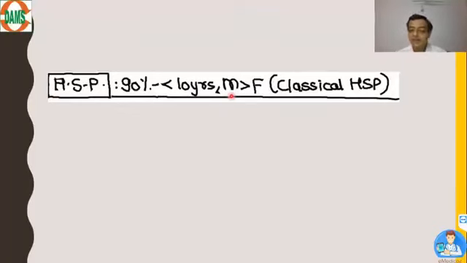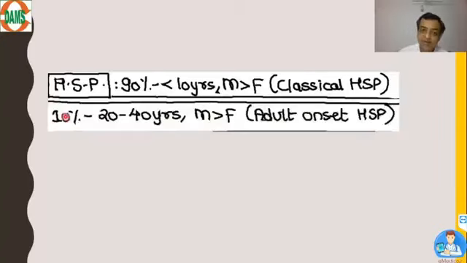Right? So 90% of the patients are less than 10 years, a male dominant disease. That is called classical HSP. But what we see in adult rheumatology practice is that 10% occur in the age of 20 to 40 years, males more than females. That is called adult onset HSP.